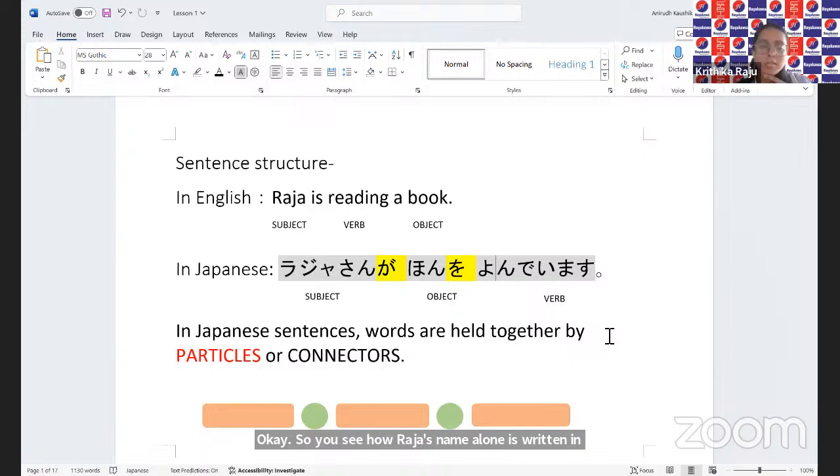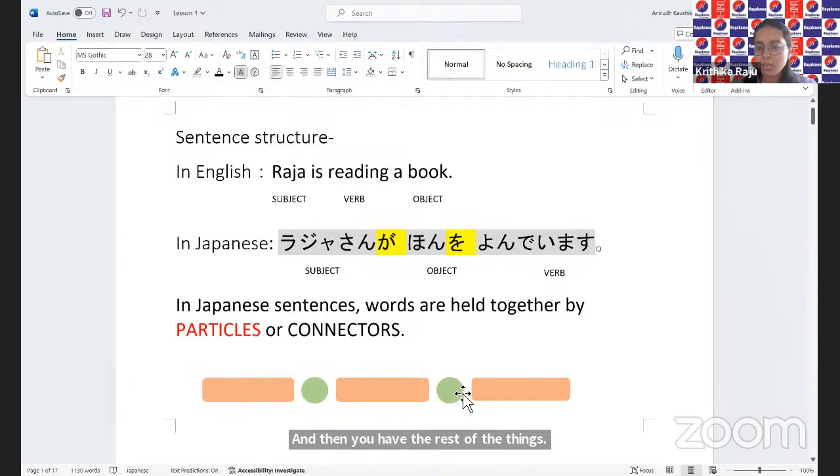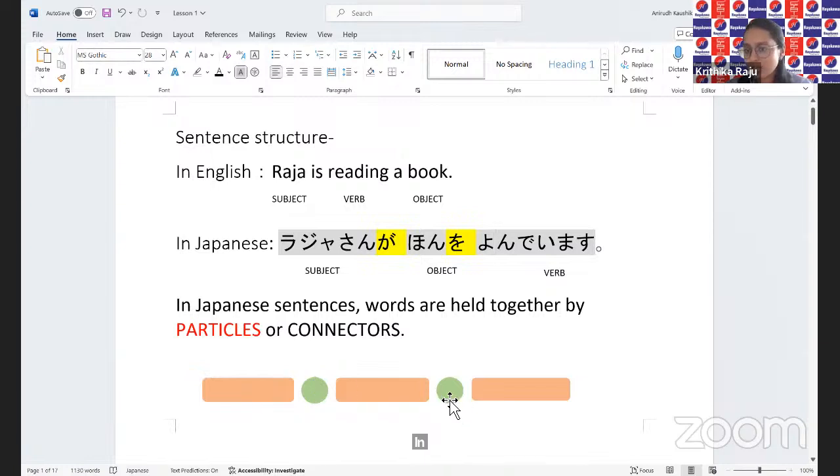Connectors are also called particles or markers. I'll be using the word particles in class. Particles or markers. So you have these orange things. Those are words. This is just a demonstration. These words will not make sense in a sentence without these green particles. Those are what connect the words to make meaningful sentences.